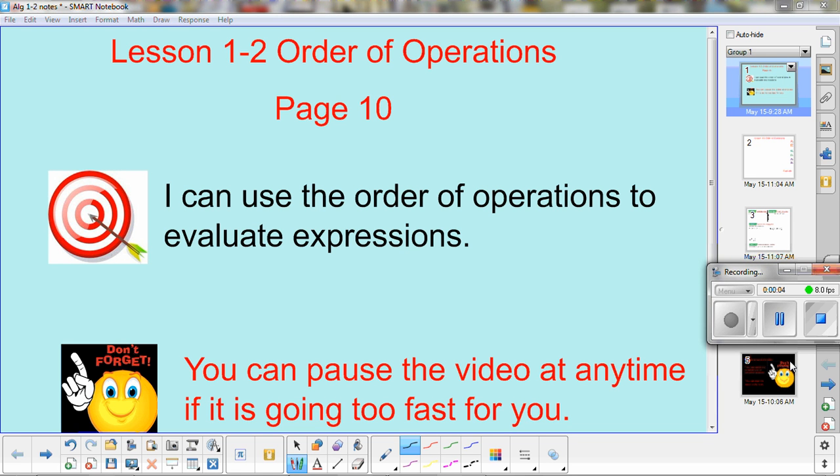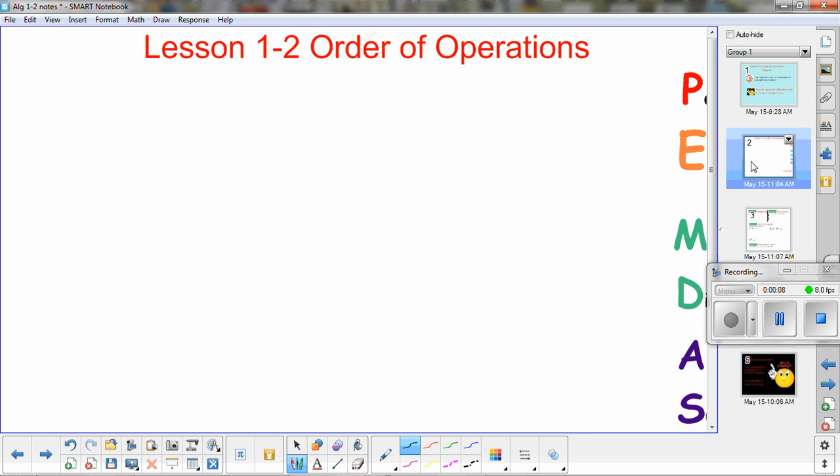In Lesson 1-2, you'll use the order of operations to evaluate expressions. Sometimes the order of operations is referred to as PEMDAS, or your parents may have remembered it being called "Please excuse my dear Aunt Sally." Basically, it helps us to know the order in which to solve a problem, so when the same problem is given to anyone, anywhere in the world, the ending answer is going to be the same no matter what.